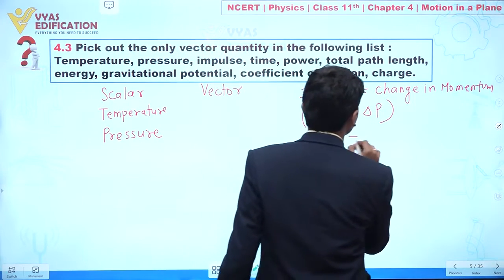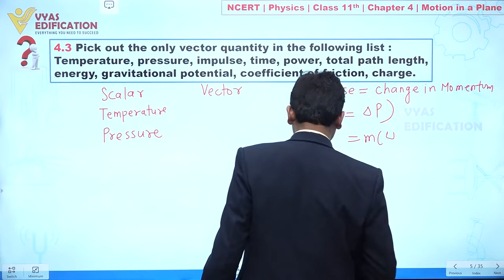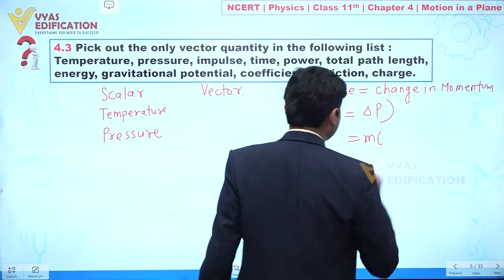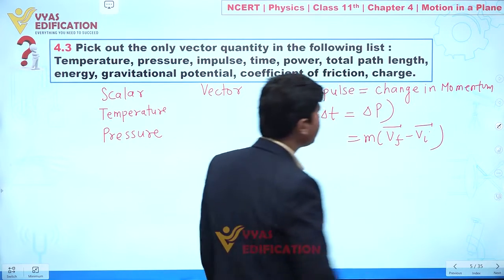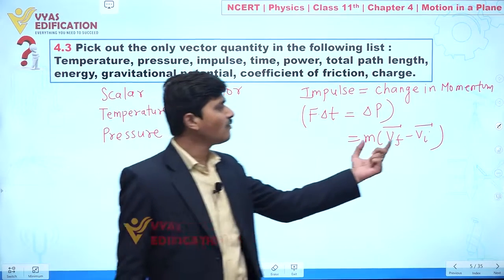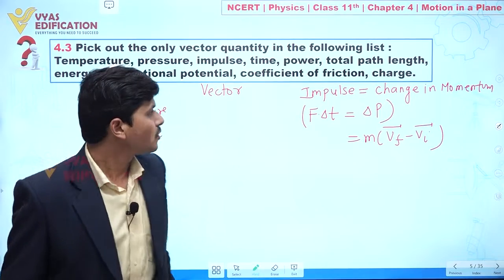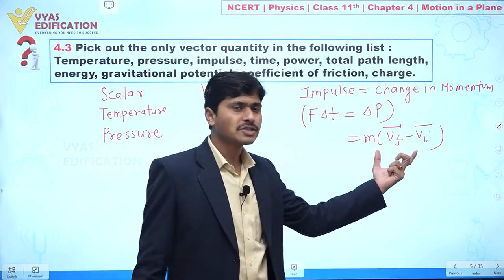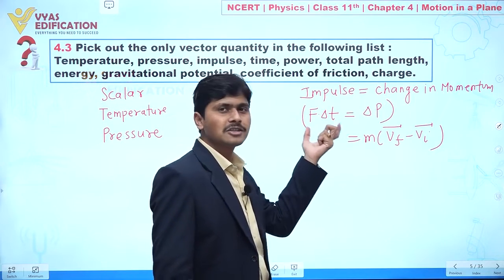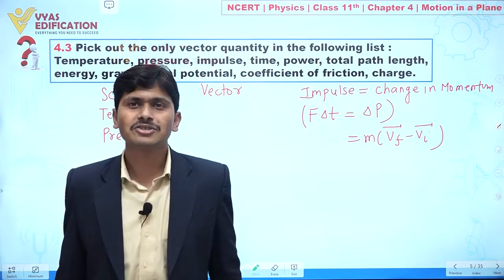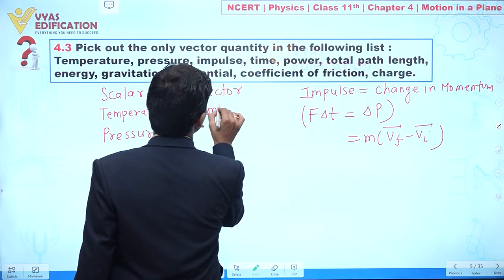Change in momentum is defined as m delta v. We can write this as m times (v final minus v initial). Now here we have final velocity minus initial velocity. So we are getting the difference of velocity, meaning velocity is a vector quantity. So we can say impulse, this physical quantity, is also a vector quantity. Clear? So we can put impulse as a vector quantity.